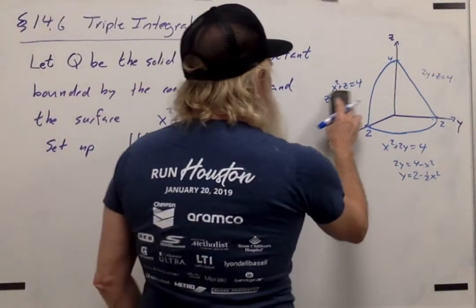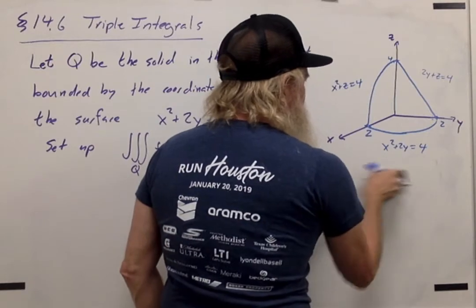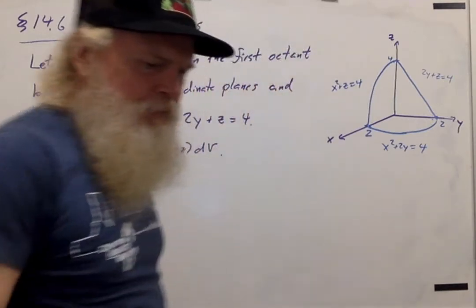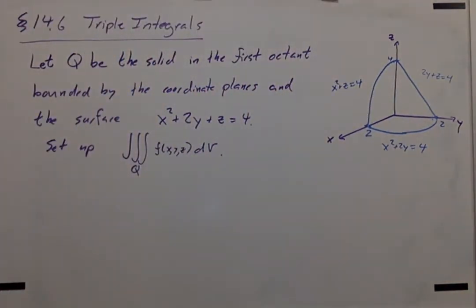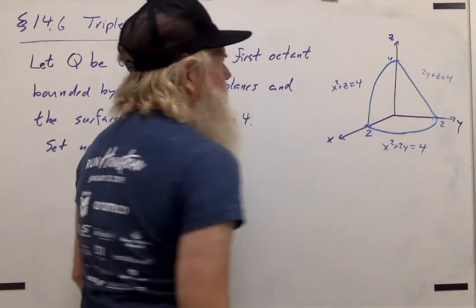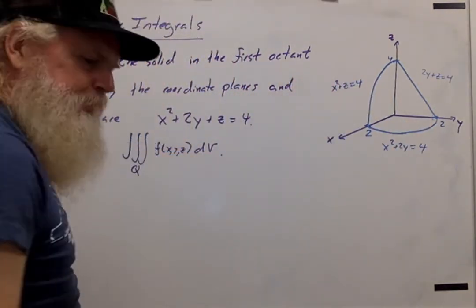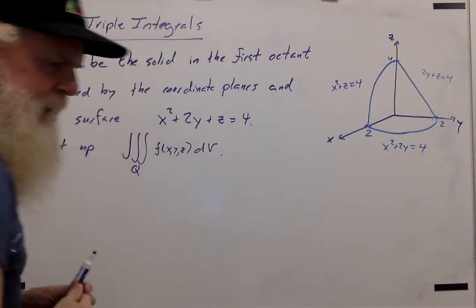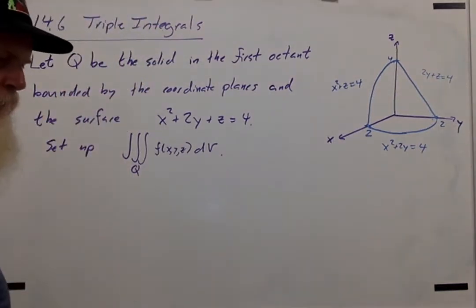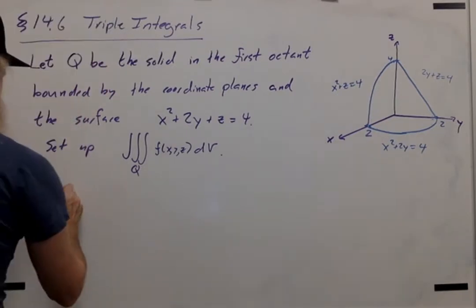So erasing just a little bit of the stuff we don't need right this minute, that's going to be roughly what our shape looks like. So the front surface is curved rather than flat. So let's set this up maybe in two different ways. First of all, let's set it up in the order dz, dx, dy.